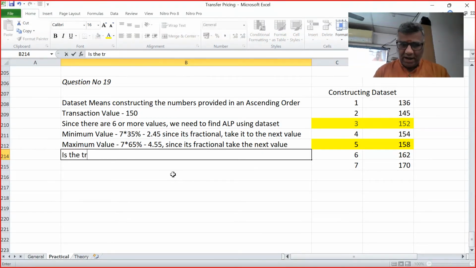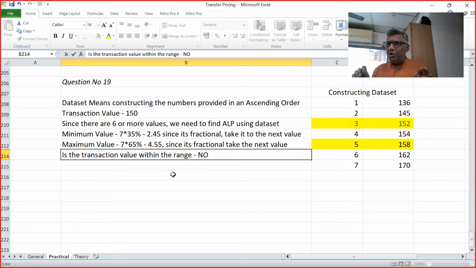Is the transaction value within the range? The transaction value is not between 152 to 158. If it is there, I will accept. It can even be 153. I don't want 158. I am ready to tolerate that. It is not within the range.